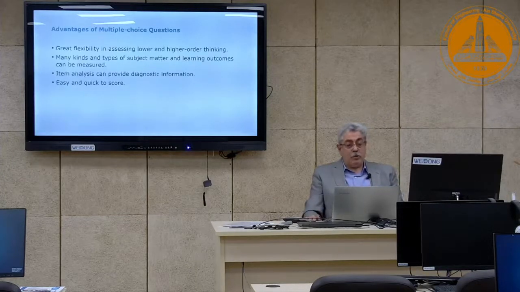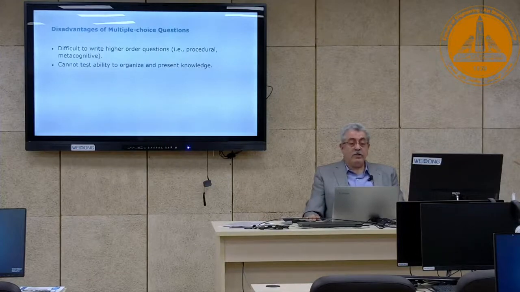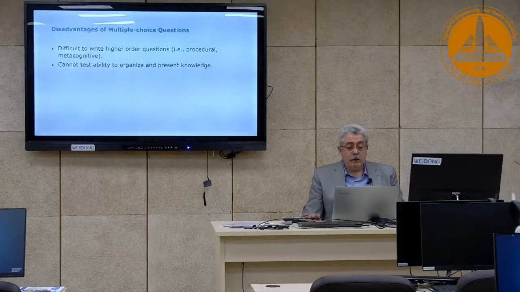Advantages of multiple choice questions: great flexibility in assessing lower and higher order thinking. Many kinds of subject matter are covered, and learning outcomes can be measured. Item analysis can provide diagnostic information. They are easy and quick to score. The disadvantages are that they are difficult to write. Higher order questions, like procedural and metacognitive ones, cannot test the ability to recognize and present knowledge.